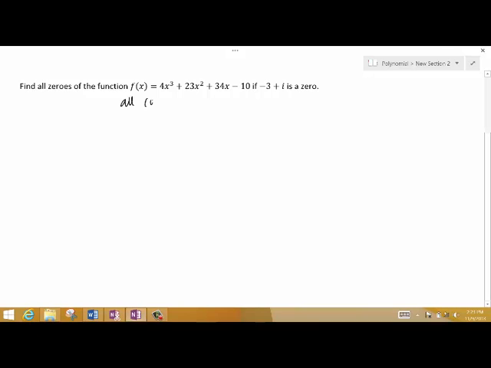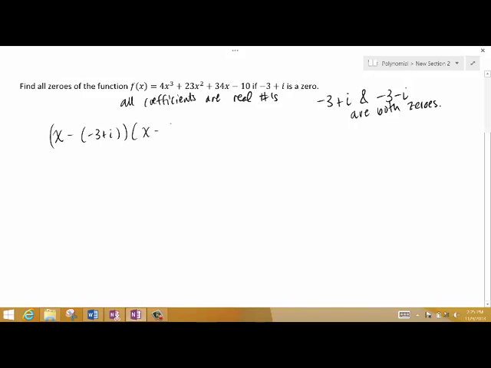So all coefficients are real numbers. Because of this, we know that if negative 3 plus i is a zero, then negative 3 minus i is also a zero. If negative 3 plus i is a zero, that means x minus negative 3 plus i is a factor, and so is x minus negative 3 minus i. Let's distribute this negative sign. I get x plus 3 minus i and x plus 3 plus i.